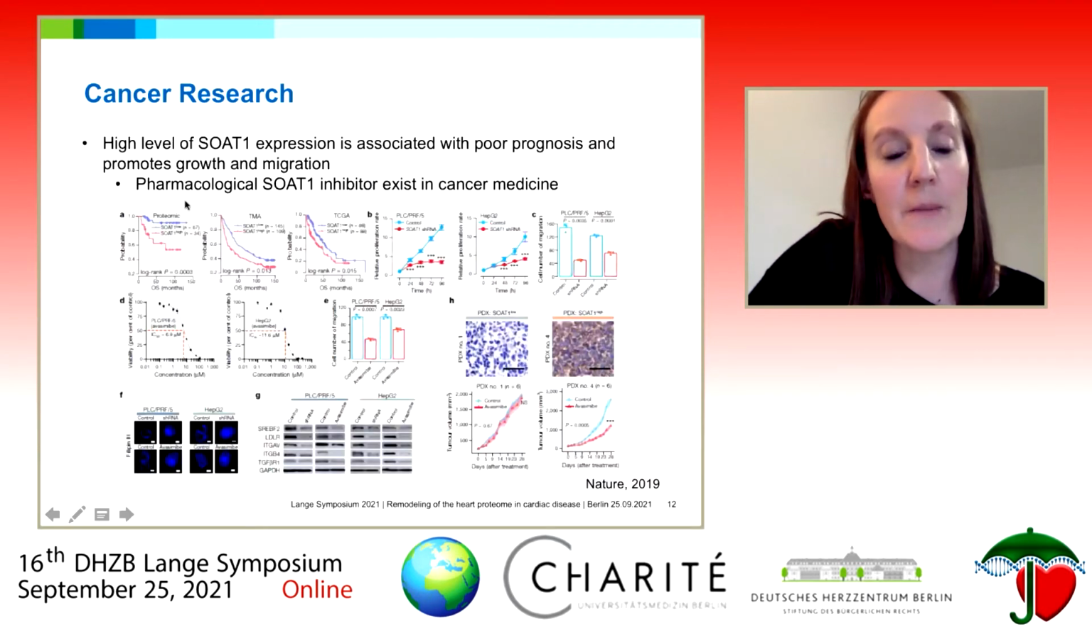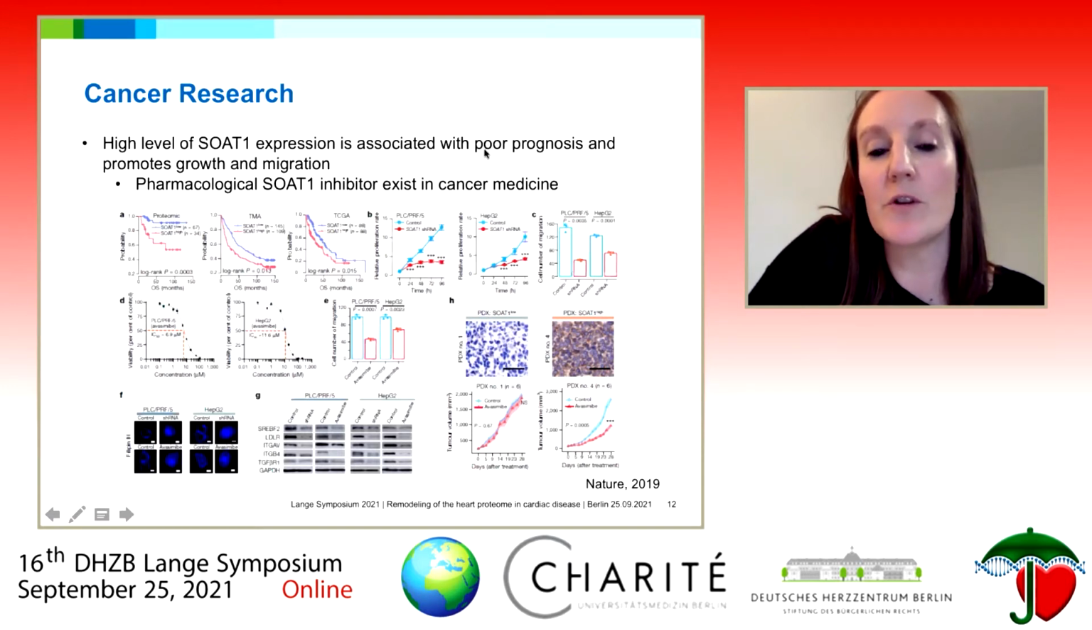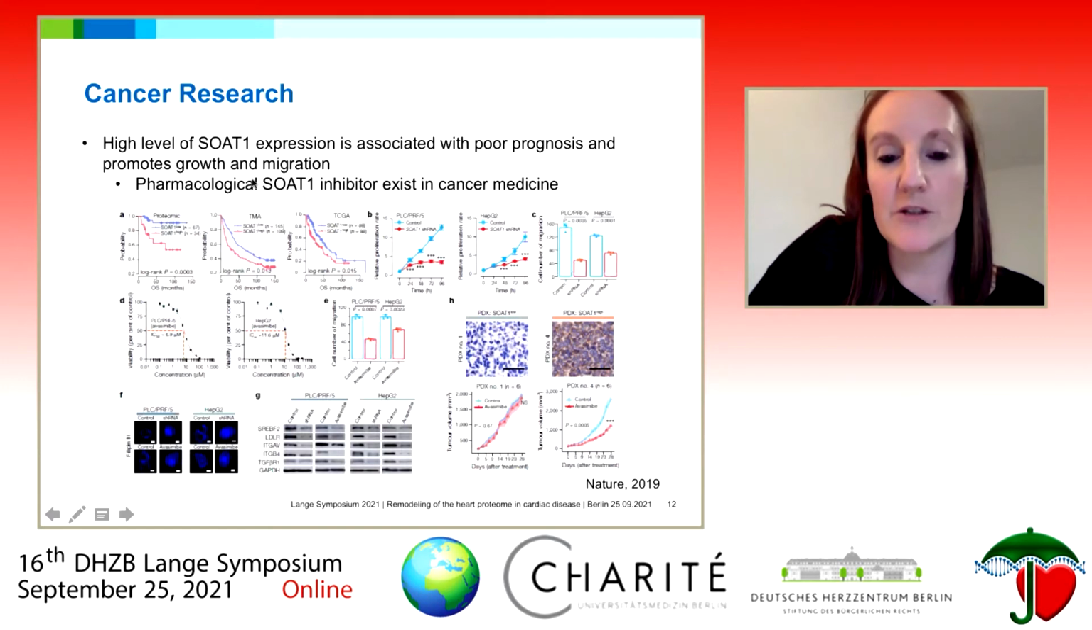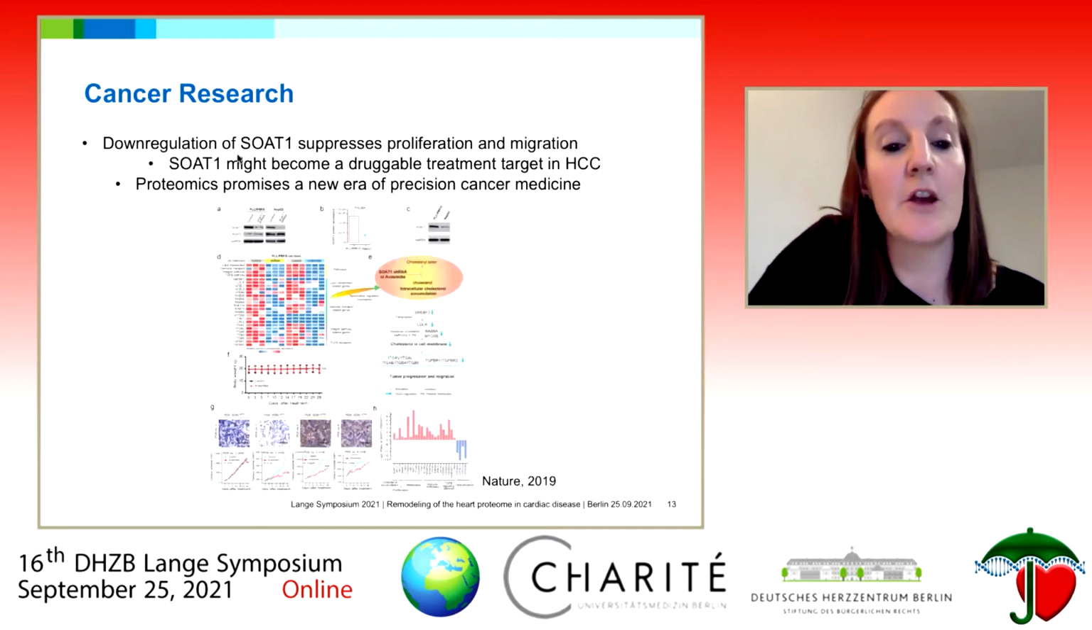Furthermore, this research group was focusing on single proteins which were higher expressed in this subgroup, and they found higher level of SOAT1 protein expression, which was associated with poor prognosis, and functionally, which promotes growth and migration. For this SOAT1 protein, there already exists a pharmacological SOAT1 inhibitor, which is already used in cancer medicine as well, but not in this case.